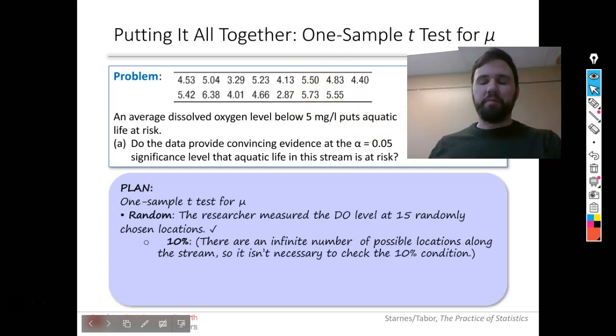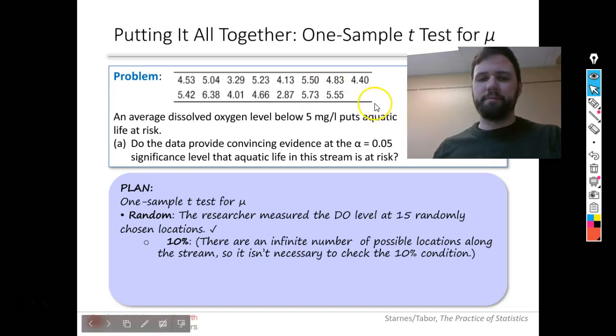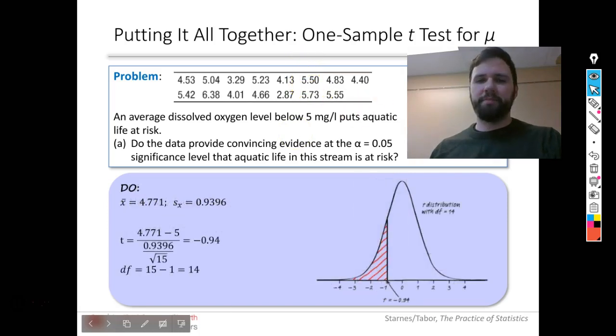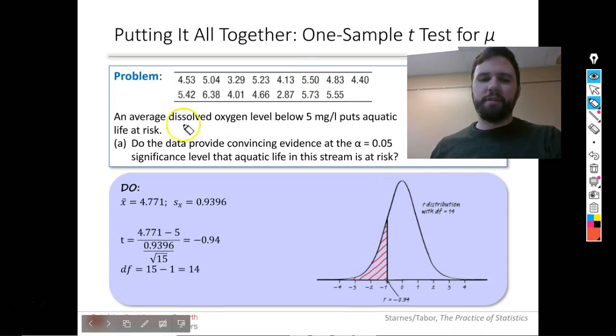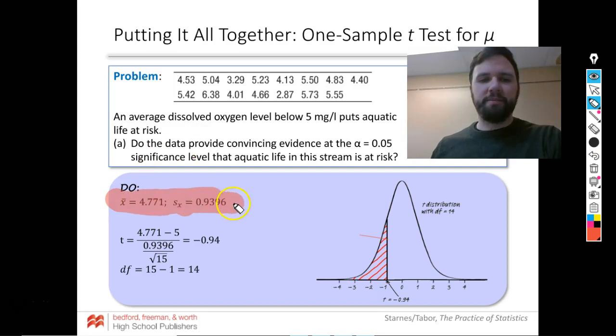So we need to plan: 1 sample t-test for mean. Is it random? Yeah. Is it 10%? Yeah, I'm guessing there's a lot more than that. Our sample looks normal, so it is normal. Let's do now. So here's our mean and standard deviation.